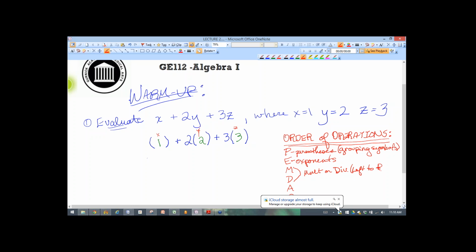Left to right, just like when you read. And then the two final things, let me get rid of this little bubble. A and S, of course, would be add and subtract. So you add and subtract last. Left to right, from left to right.